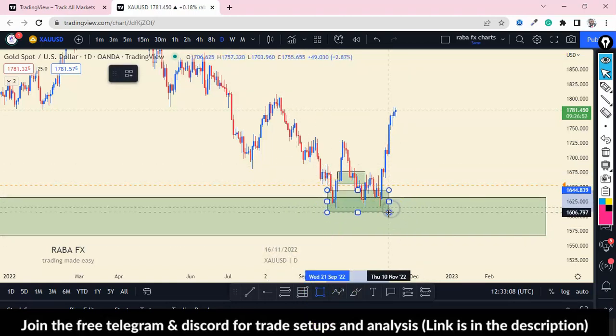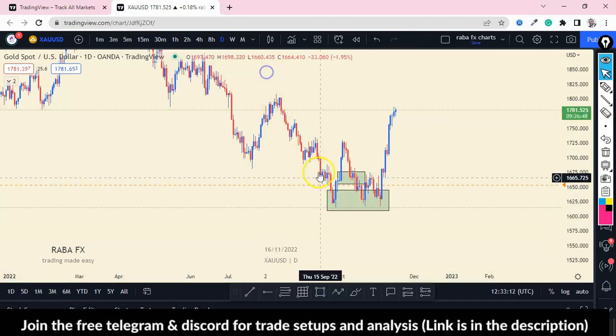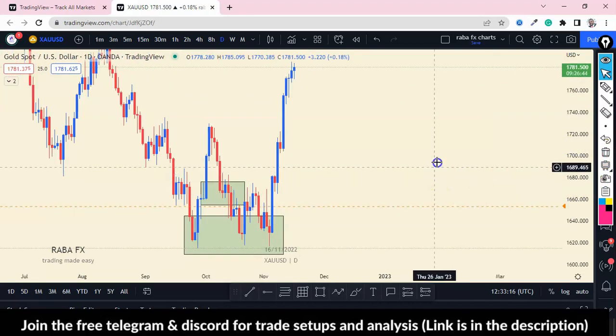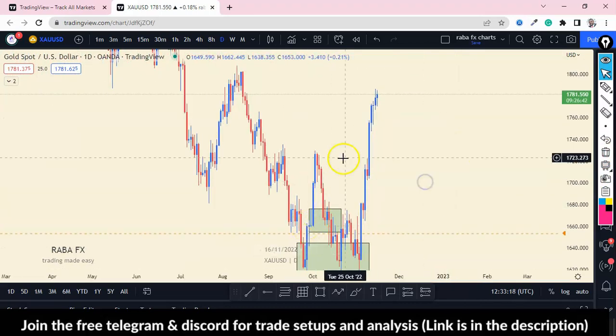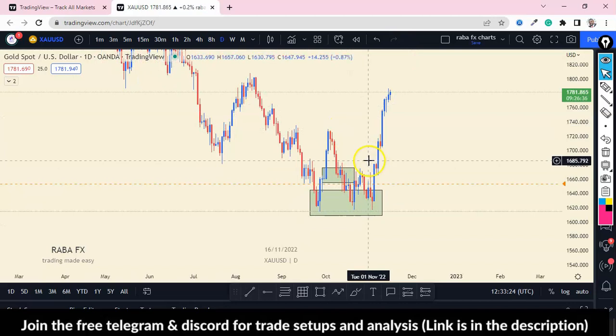So we have this point of interest here. So I'm going to delete this. Now, because price has created a chop doesn't mean we start buying. Maybe from here we start buying. This is the advantage of being a smart money trader.